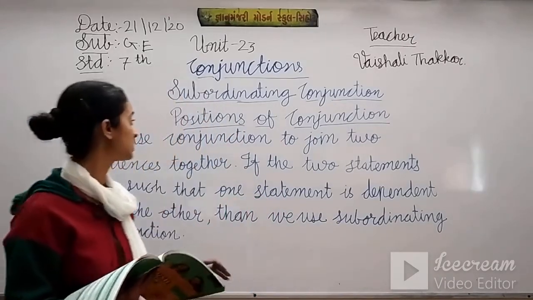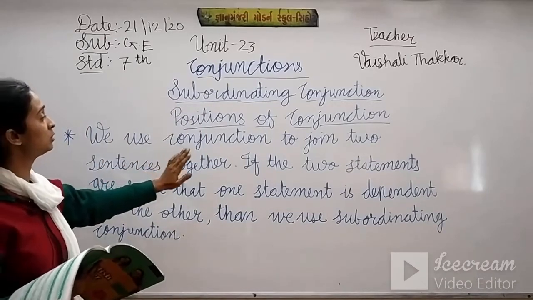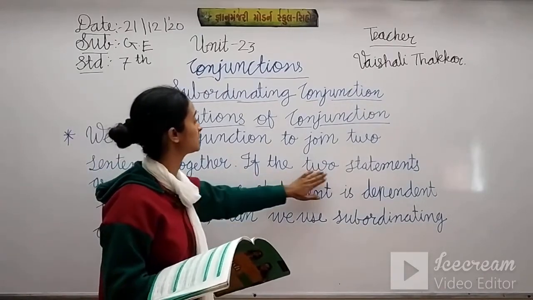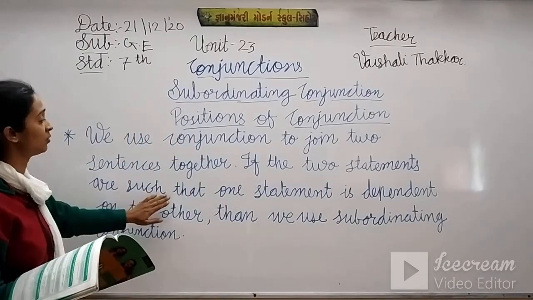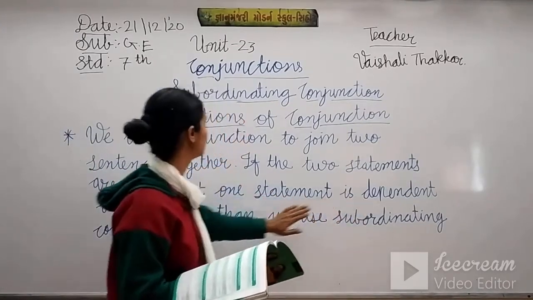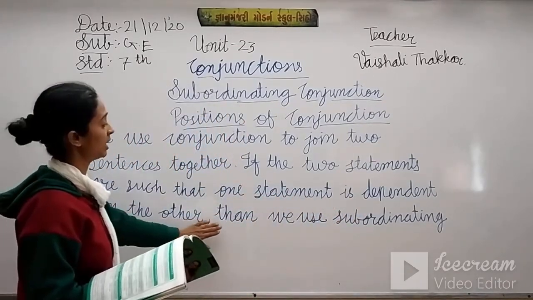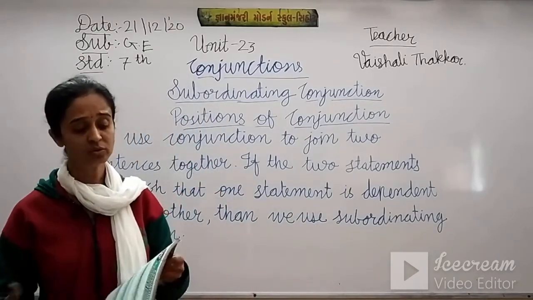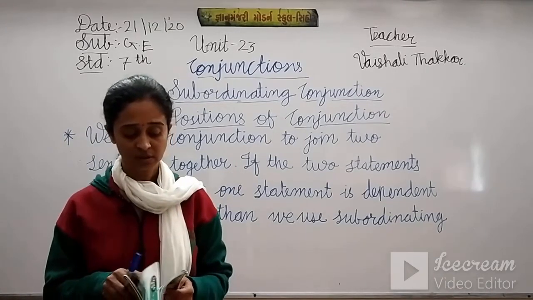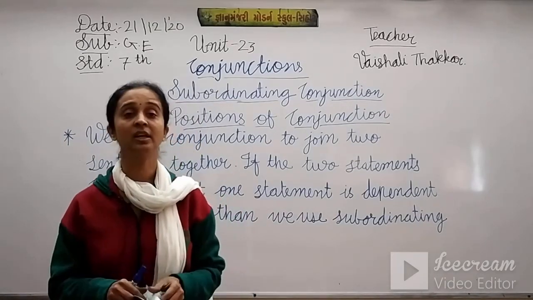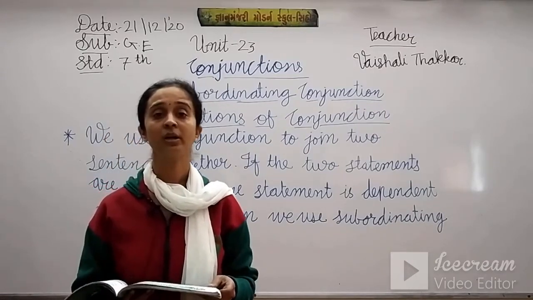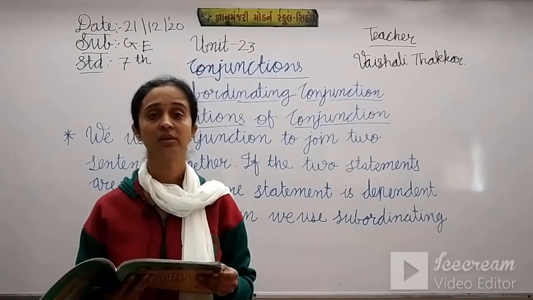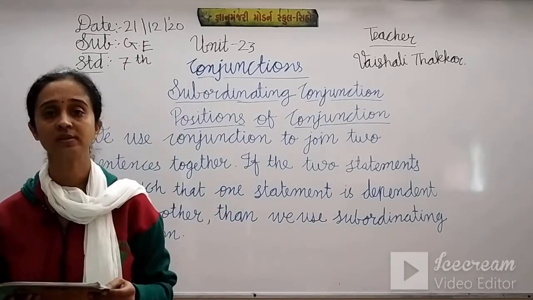Please note down this. We use the conjunction to join two sentences together if the two statements are such that one statement depends on the other, then we use a subordinating conjunction. When we use the coordinating conjunction, the two statements are of equal importance. Here one depends on the other, so we use the subordinating conjunction. Please children, note down this.